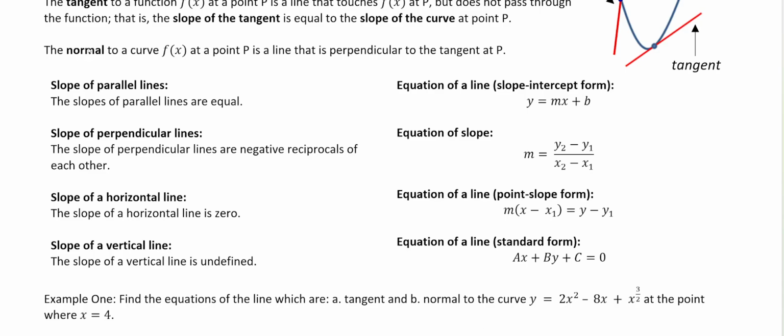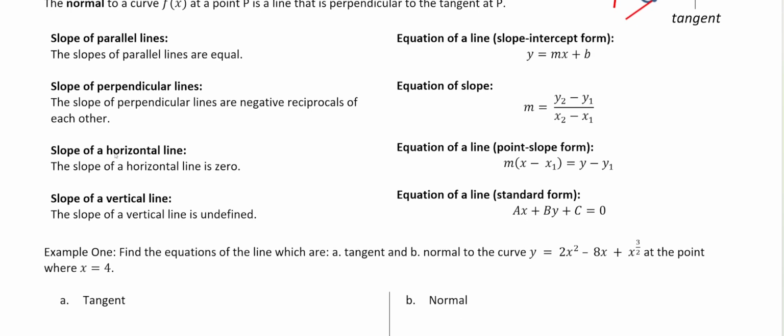So for example, if a normal is perpendicular to the tangent, the slope of the normal is going to be the negative reciprocal of the slope of the tangent, right? Because it's perpendicular. Slope of a horizontal line is 0. Slope of a vertical line is undefined. Again, this is all material we've talked about before, and you've seen this stuff as early as grade 9. Equation of the line, this is slope-intercept form, y equals mx plus b.